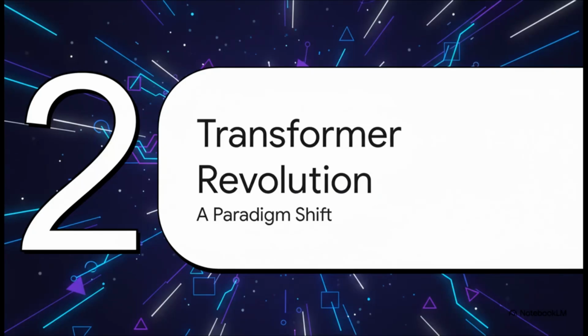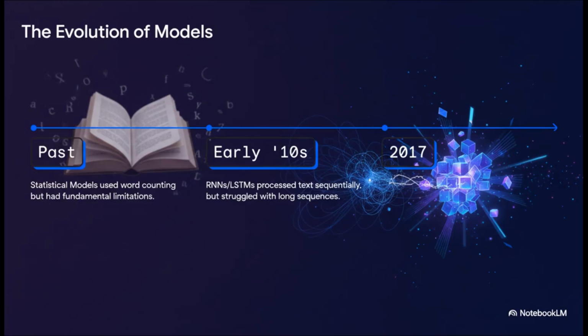And that new way of seeing words as points on a map, well, it paved the way for a massive breakthrough in 2017 that completely changed the AI world forever, the transformer. Before the transformer, we had these models called RNNs, and they tried to read text just like a person does, one word at a time, in order. The problem? They had a terrible memory. Like, they'd get to the end of a long sentence and completely forget what the beginning was about.